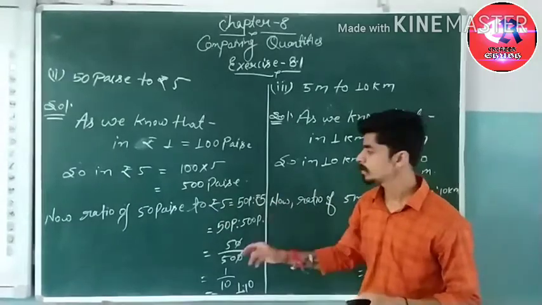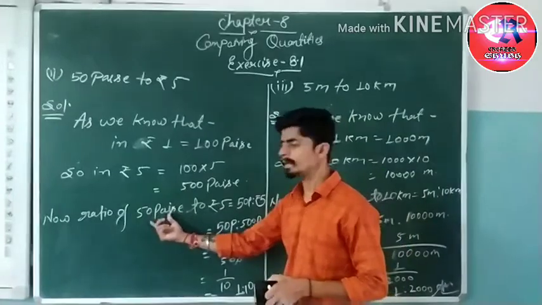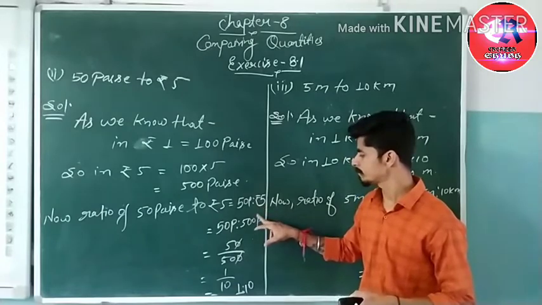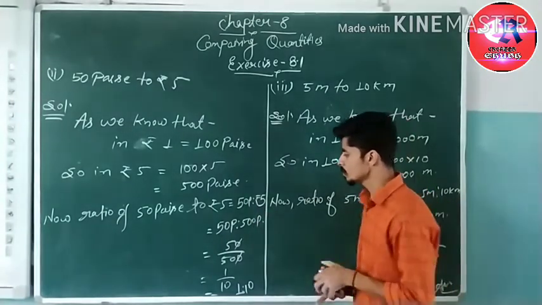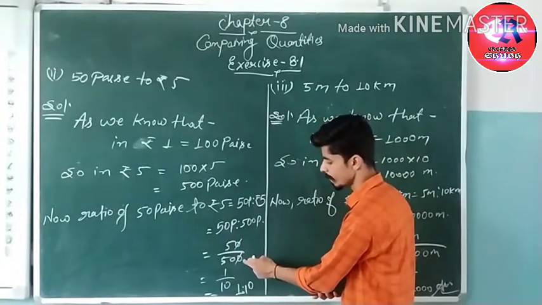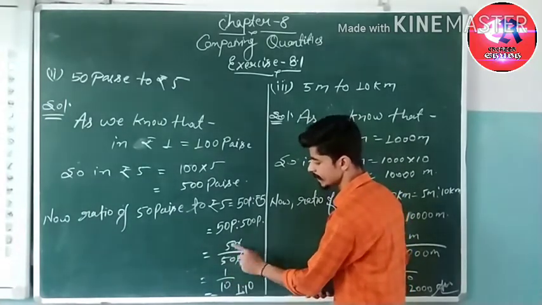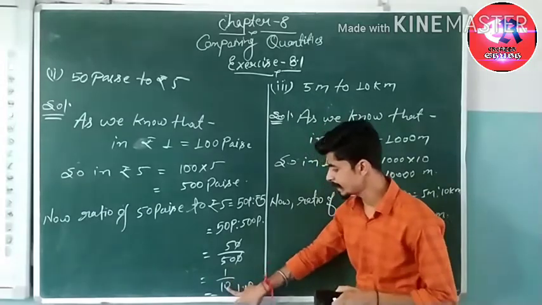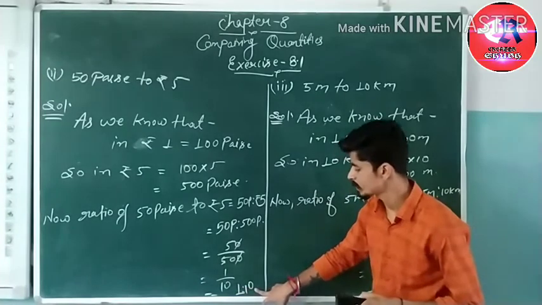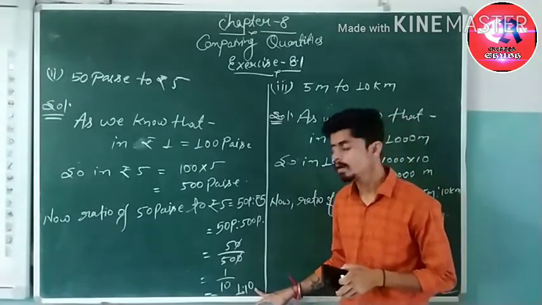Now we have to find the ratio of 50 paise to 5 rupees. That means 50 paise comes first and 5 rupees comes later. We converted 5 rupees to 500 paise, so the ratio will be converted to the fractional form. So 50 upon 500, the 0 and 0 will be cut, and 5 will be divided by 10 times and itself by 1 time. Now we get 1 by 10 as a fractional form, and we can convert it into ratio form, 1:10. So that means 50 paise is the 1/10th part of 5 rupees.